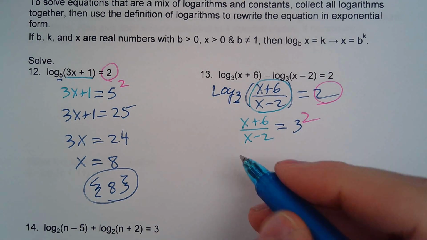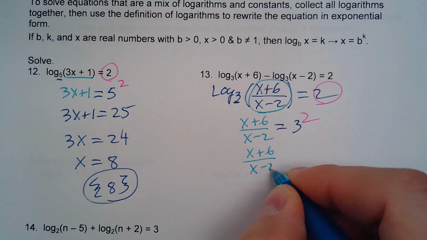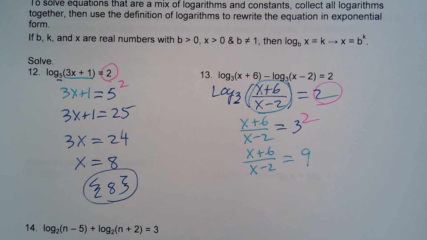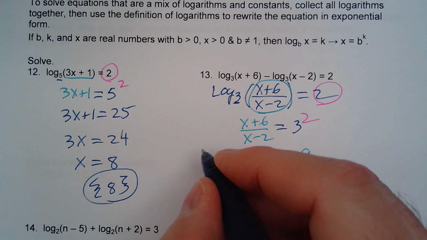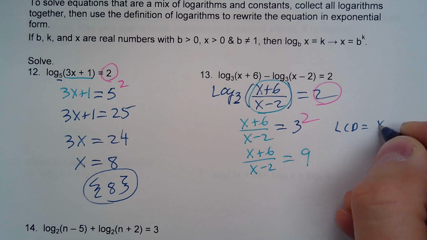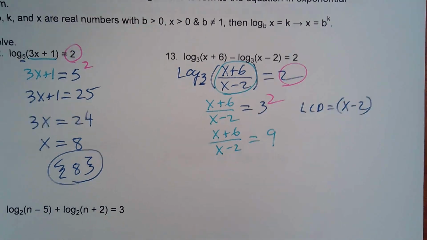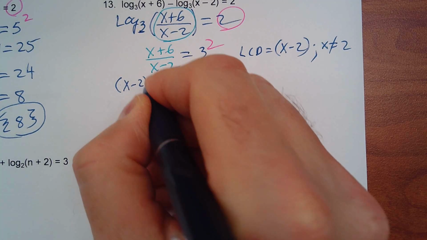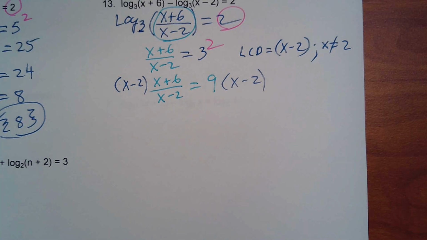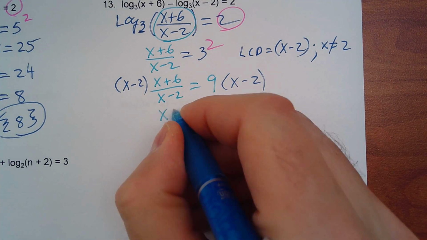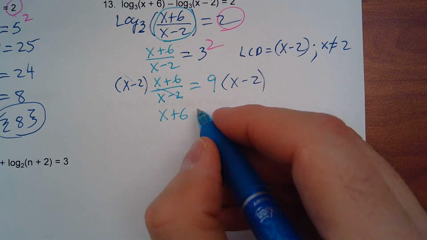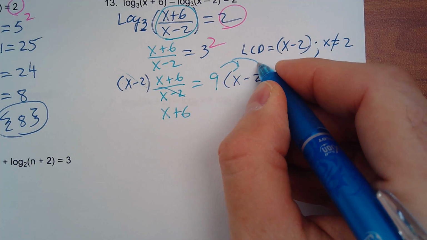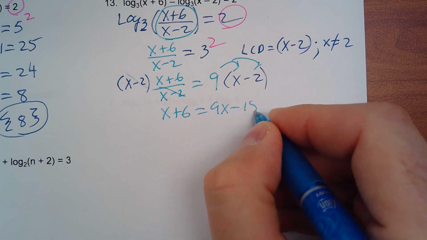So working this out, this would be x plus 6 over x minus 2 equals 3 squared. 3 squared is 9. I'm going to need to multiply both sides by that x minus 2, my LCD. So let me just write that over here. LCD equals x minus 2. And of course our restriction is that x cannot be equal to positive 2. So I'm going to multiply both sides by the x minus 2. So that gives me x plus 6, because those divide out here. I'll need to distribute the 9. So that'd be 9x minus 18.